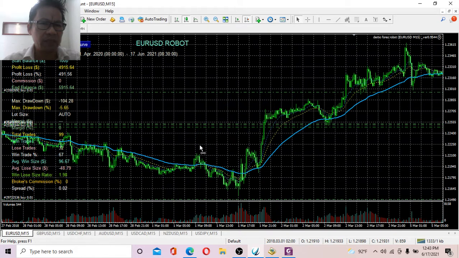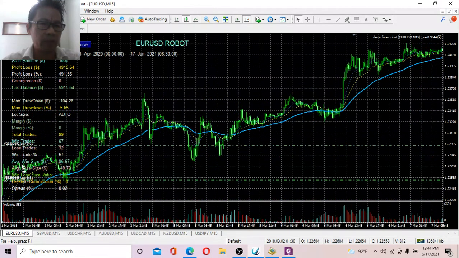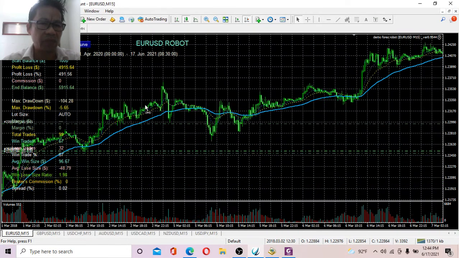Total number of trades is 99. The win trade percentage is 67. It's not bad for the system. This parameter of the trading system is also related to another parameter, which is win-loss size ratio. So my trading system win-loss size ratio is nearly 2, right?